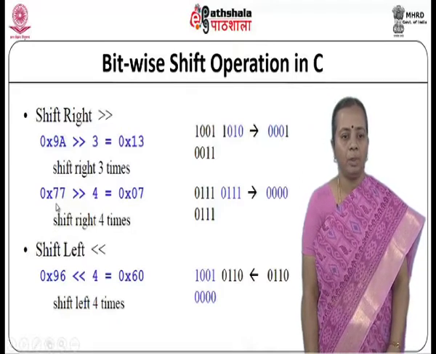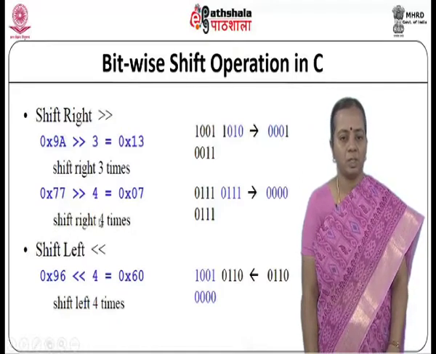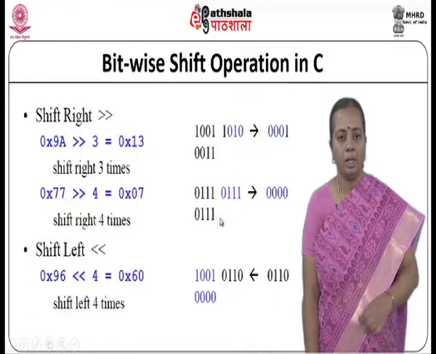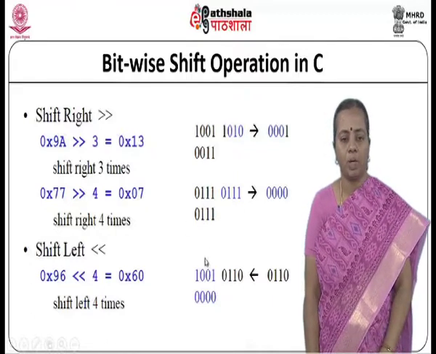Now when I am looking at shift right by 4, you see that 77 is 0111 0111, shifting right by 4 positions. So I am just moving it to this side. These 4 bits are zeros and this bit comes over here. So, 0 0 0 0, and you will be getting a value of 0 1 1 1.